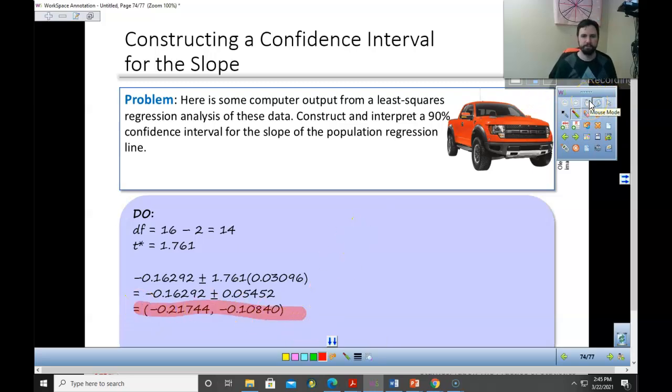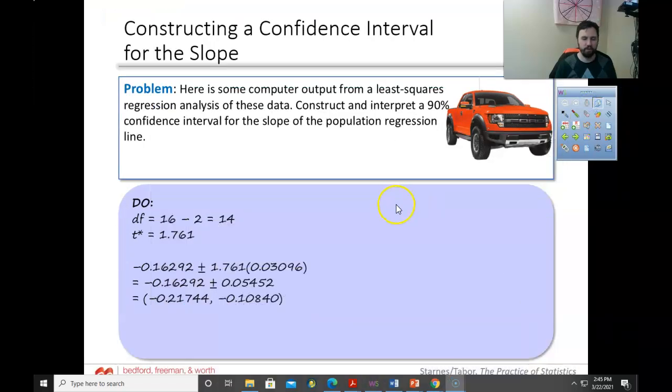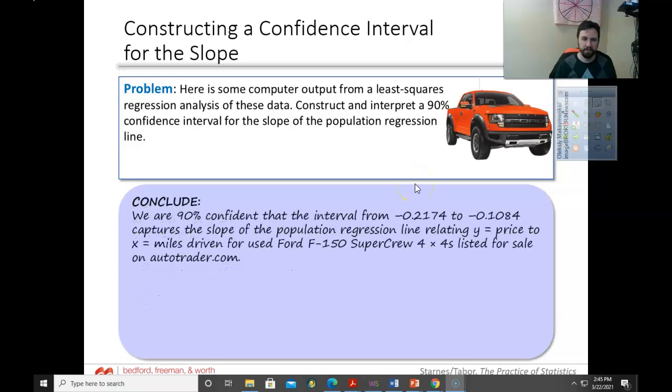All right. So, what does that mean? That means we are 90% confident that the interval from that to that captures the true slope of the population regression line for price to miles driven for an F-150 Super Crew listed for sale on Autotrader.com. The computer readout's usually going to be given to you guys, so you just got to plug it in and chug it. Find your t-value.